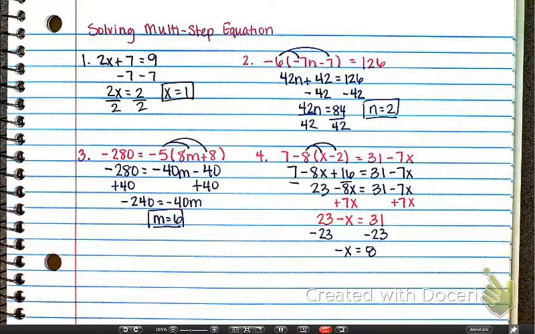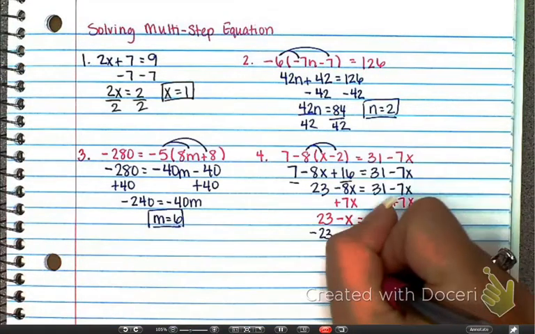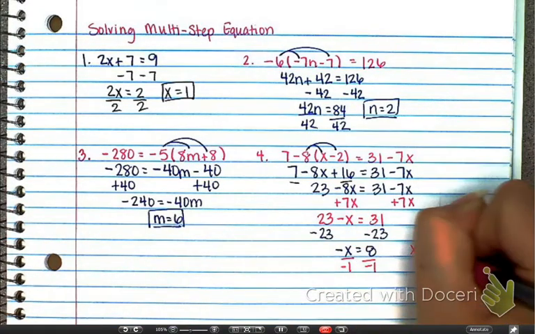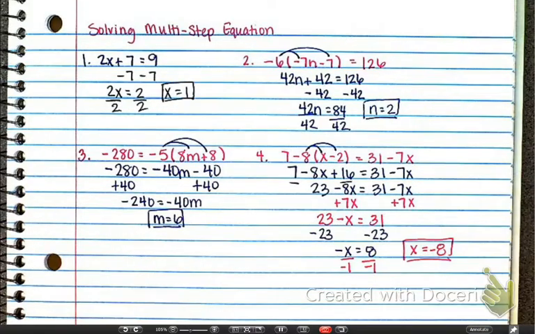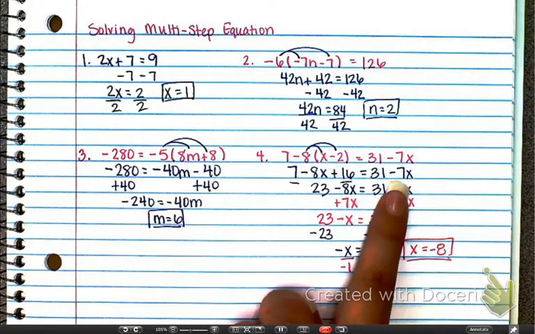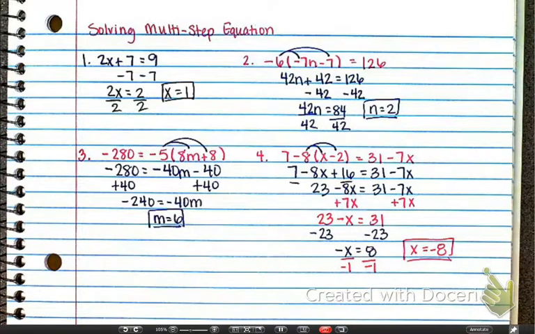And our final step is divide by negative 1, because our variable can't be negative, giving us x equals negative 8. If you chose to move the 8 originally, your variable would have stayed positive, right, instead of having to do that final step. I don't care how you do it, you just have to do it correctly. So you can move things however you want.